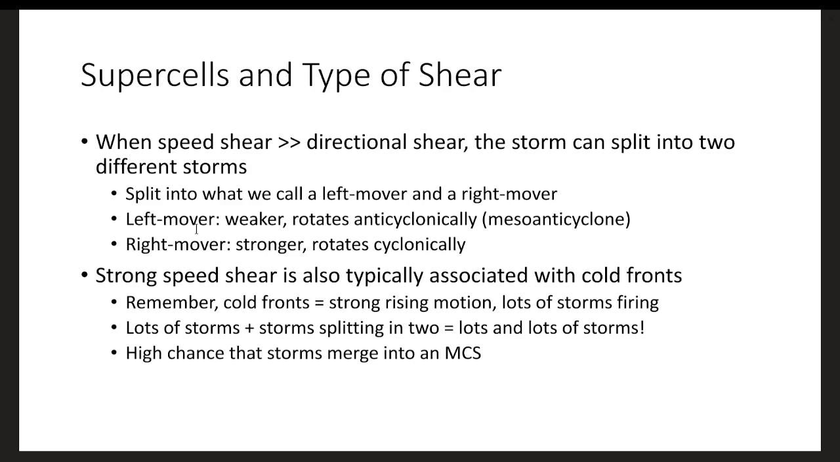Then if you get the strong speed shear, it's associated with the cold fronts. Like we just discussed, the cold front has strong rising motion and lots of storms firing along it. But if you get a lot of storms to form and the storms split into two, you get a lot of storms. So there's a high chance that it merges into an MCS. So this is the situation where you have supercells and then eventually they merge into the MCS. So that's a cold front scenario.